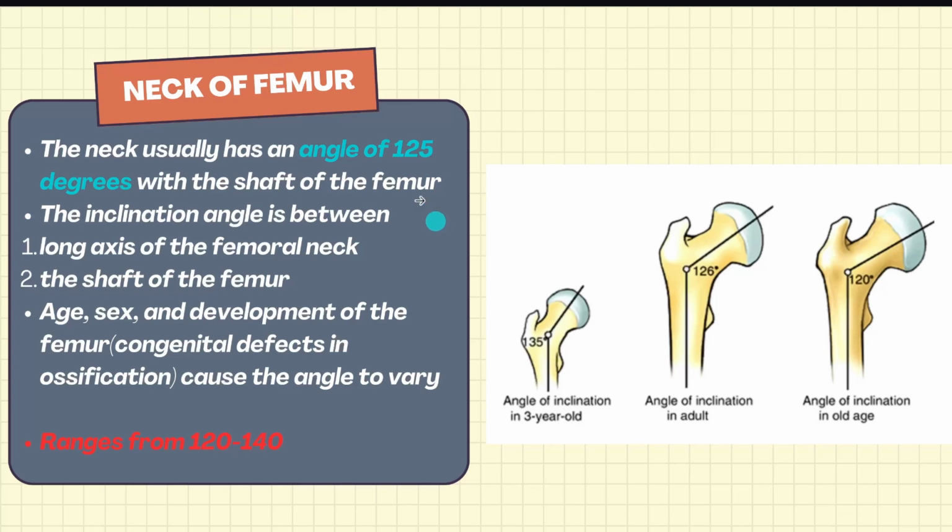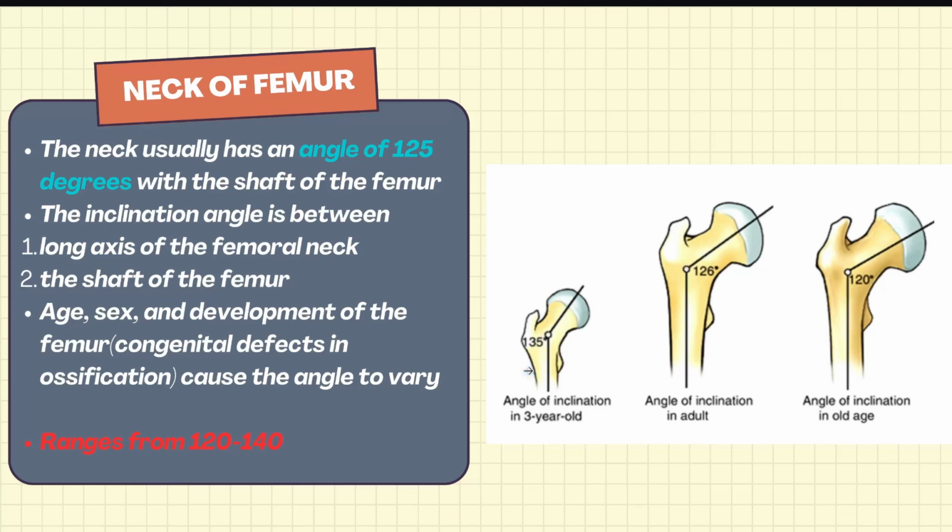Okay, now the neck of the femur. The neck of the femur has an angle called the angle of inclination. This angle is usually around 125 degrees. And how is it formed? It's formed by the long axis of the femoral neck. Over here, you see the femoral neck, this is its long axis, and then it goes straight down along the shaft of the femur. This angle is our angle of inclination.